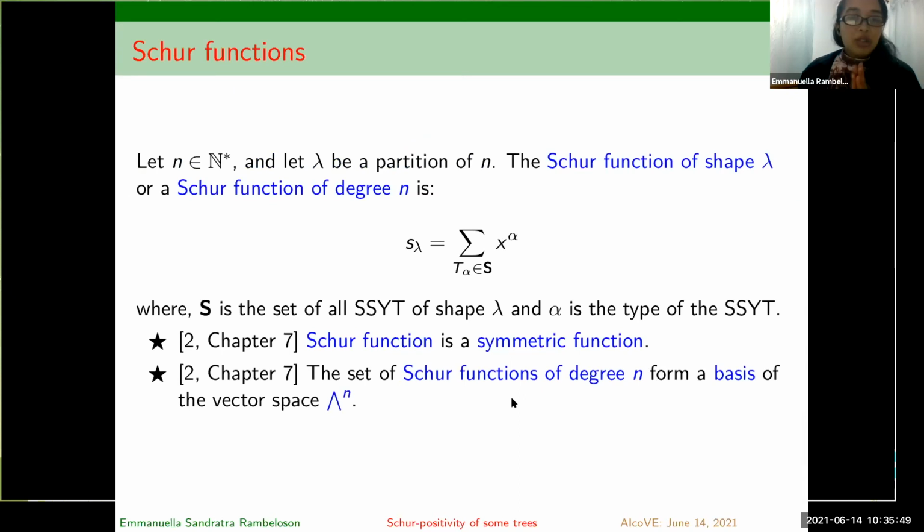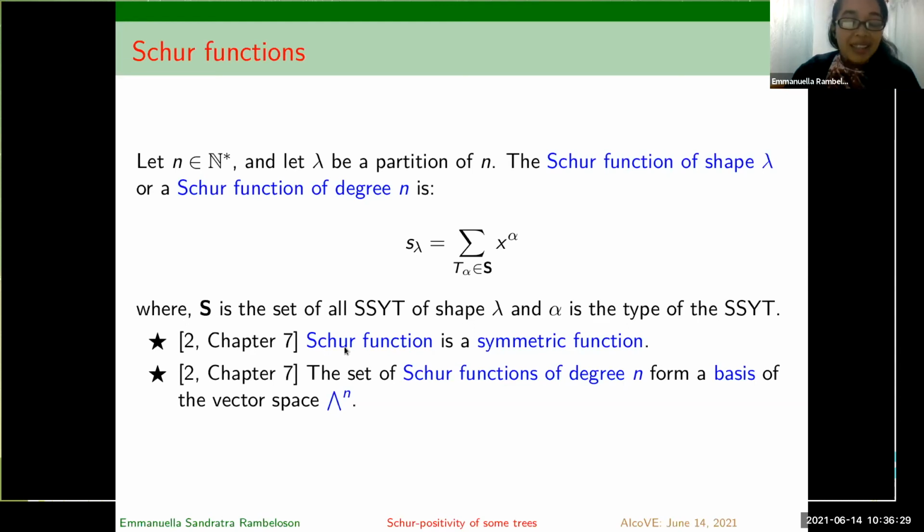And now we're going to define what Schur functions are. If we take a positive integer n and lambda a partition of n, then the Schur function of shape lambda, or a Schur function of degree n, is this formal power series here. This is the Schur function of shape lambda, where T alpha here is an SSYT of shape lambda. Alpha is the type of this T alpha here, and X alpha is the monomial defined by alpha.